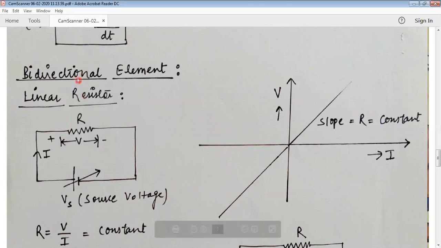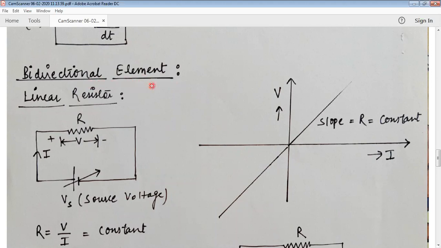So what are those bidirectional elements? When the element properties and characteristics are independent of the direction of current, then the element is called a bidirectional element. So what is a bidirectional element?